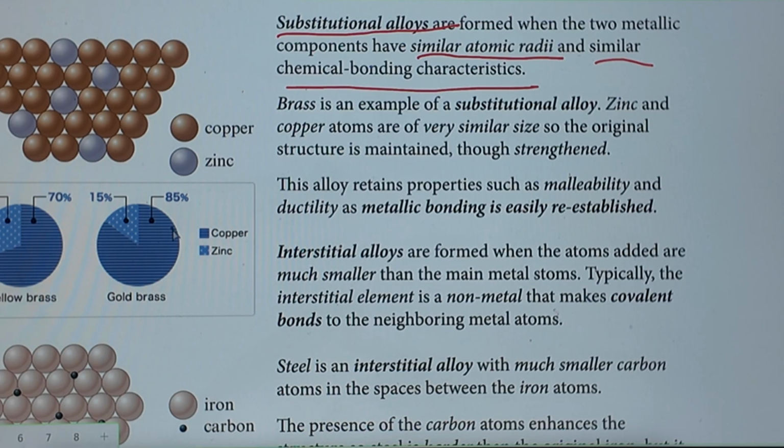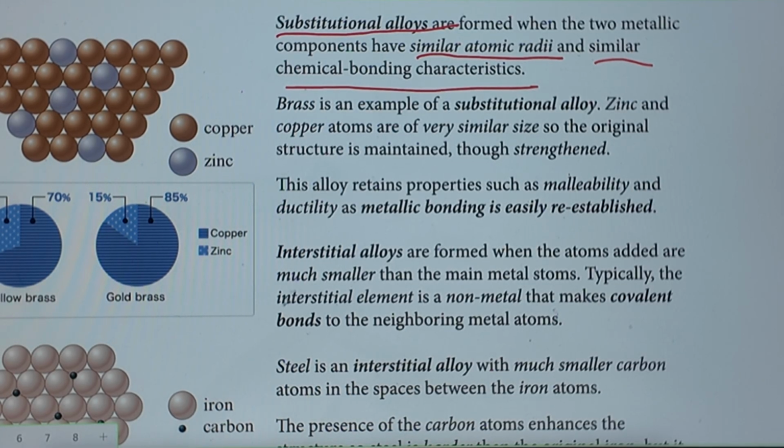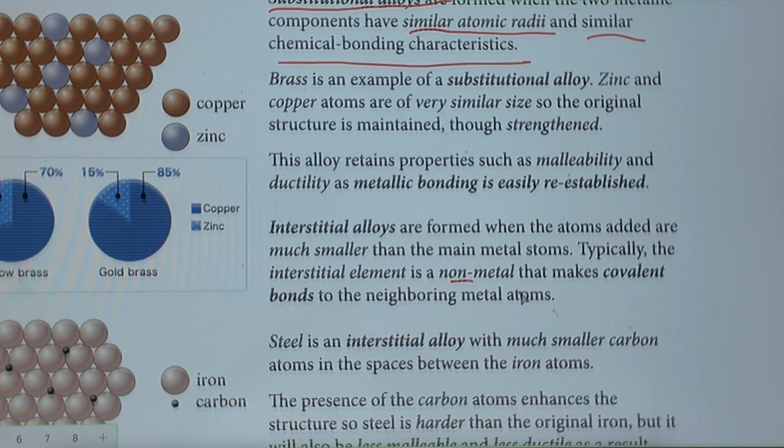This alloy retains properties such as malleability and ductility, as metallic bonding is easily reestablished. Interstitial alloys are formed when the atoms are much smaller than the main metal atom, and we see that here. I'll scroll the page down. Typically, the interstitial element is a non-metal that makes covalent bonds to neighboring metal atoms.